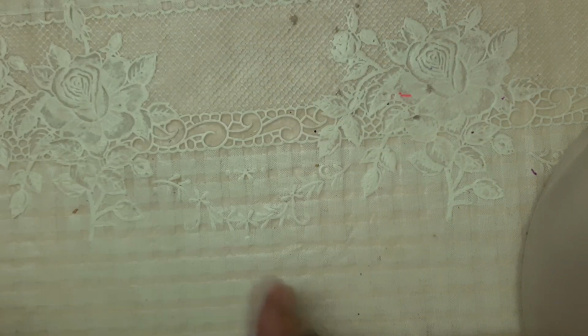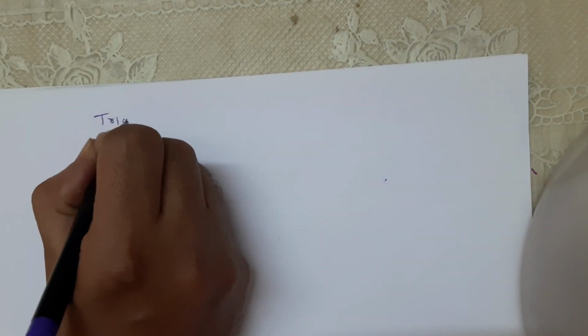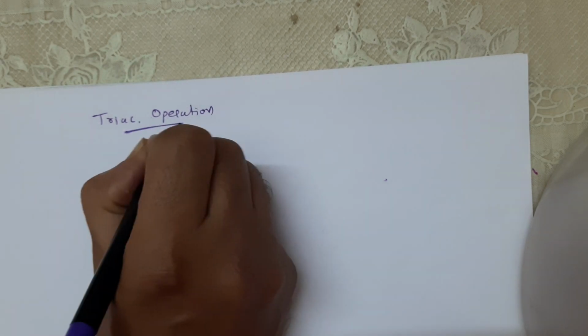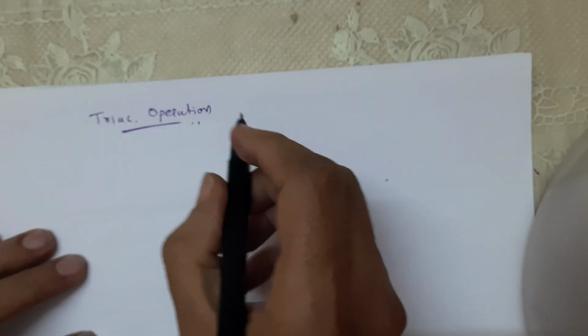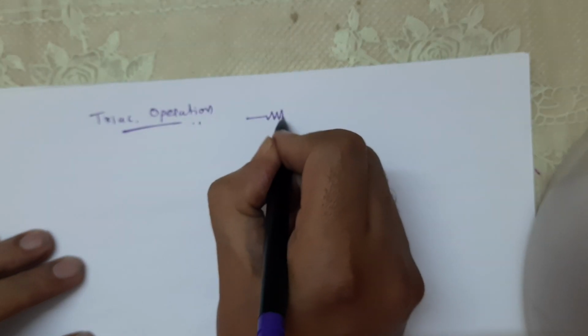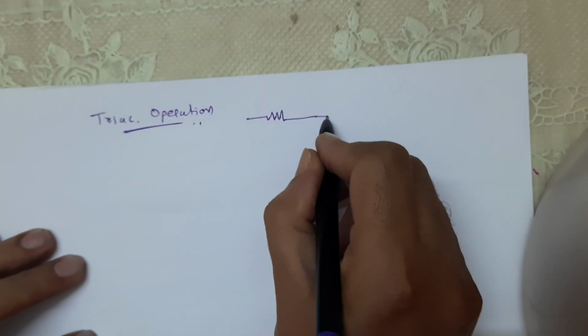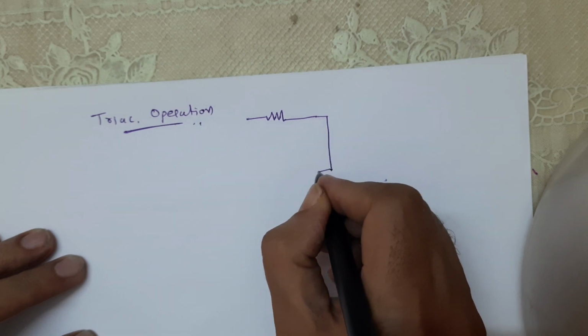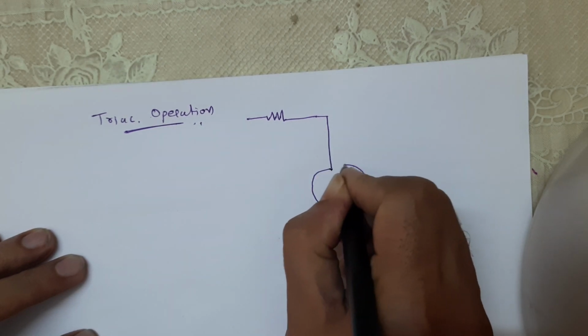Now we will discuss the triac operation, how it works. So this is the circuit. The load is necessary. This is your triac.